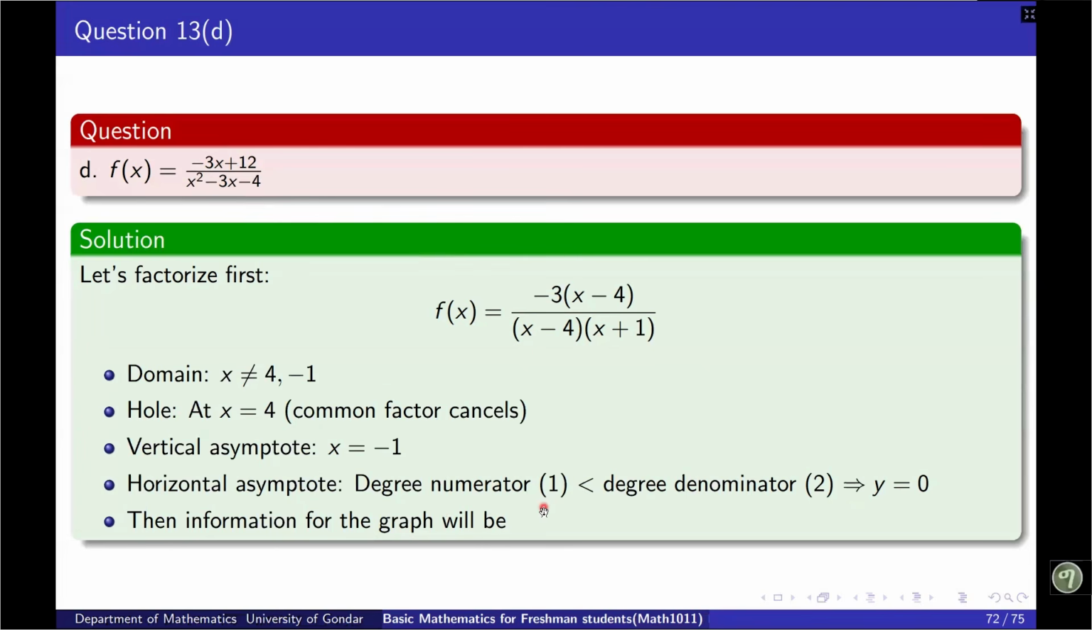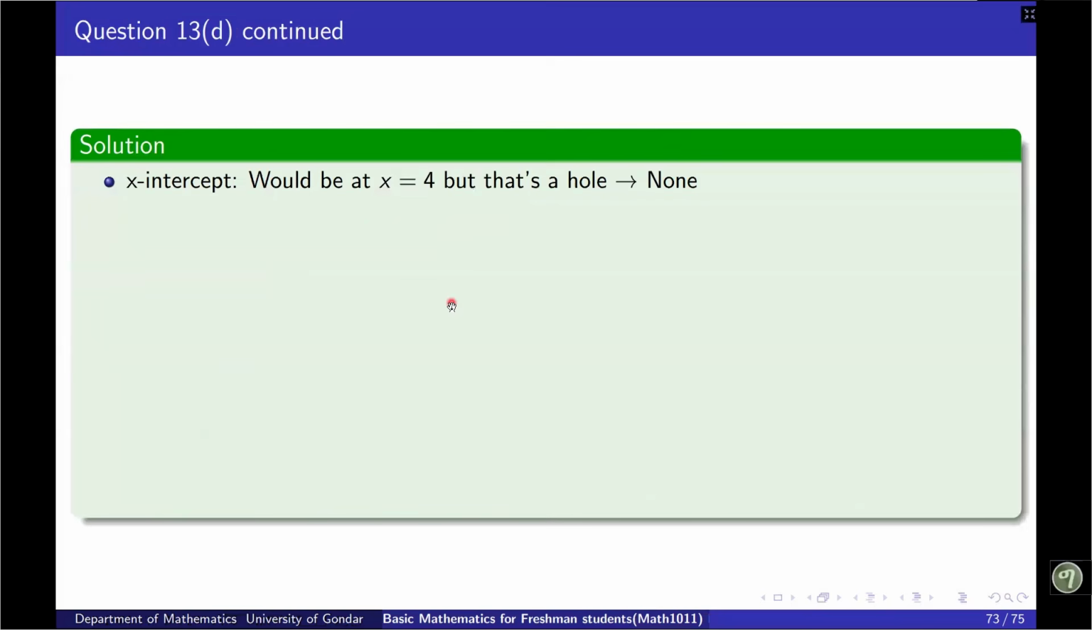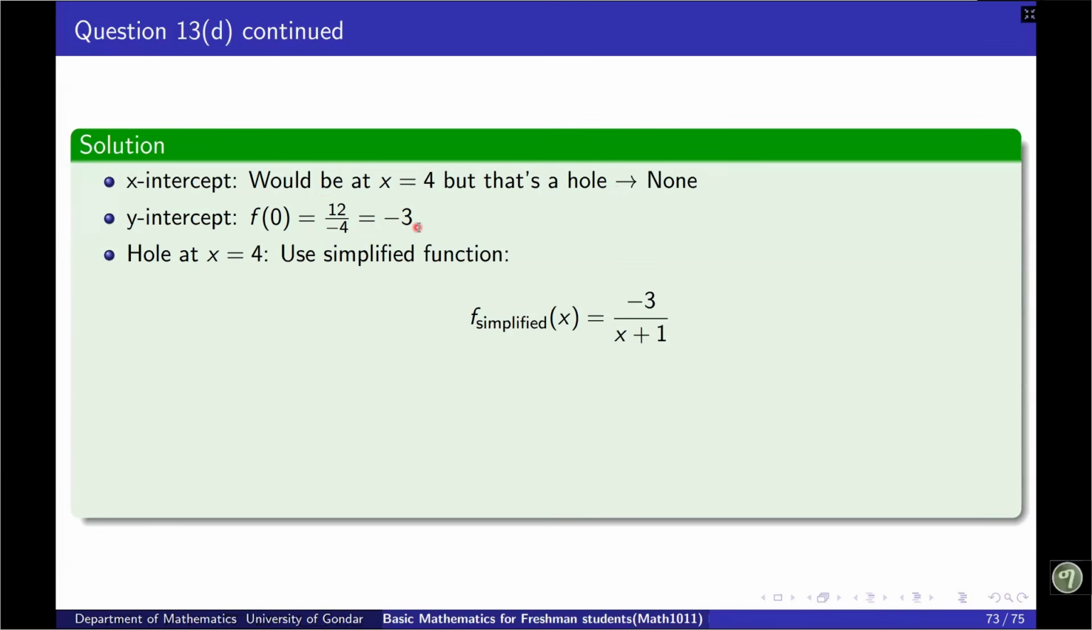Then the information for the graph of this function: the x-intercept would be x equals 4, but that is a hole. So the graph doesn't intersect the horizontal axis, because the x-axis is a horizontal asymptote for the graph. The y-intercept is f of 0, which is equal to 12 over negative 4, which is negative 3. Therefore, the graph intersects the vertical axis at (0, -3). There is a hole at 4.